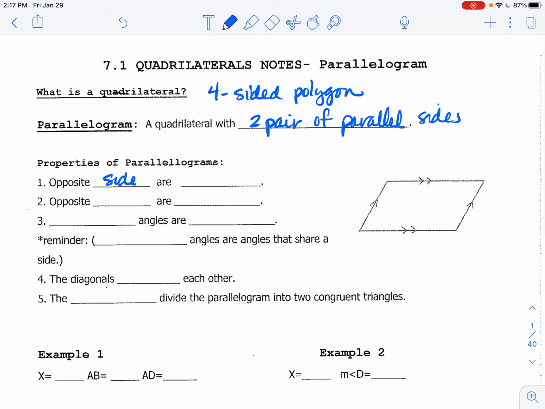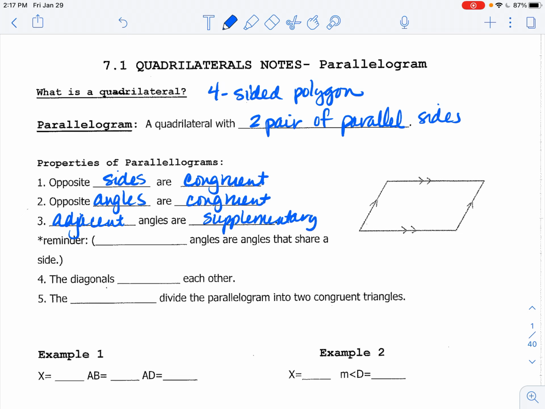Opposite sides are congruent. Opposite angles are also congruent. Adjacent angles are supplementary. That means they add to 180. And just a reminder that adjacent refers to angles that share a side. The diagonals are going to bisect each other, and the diagonals divide the parallelogram into two congruent triangles.